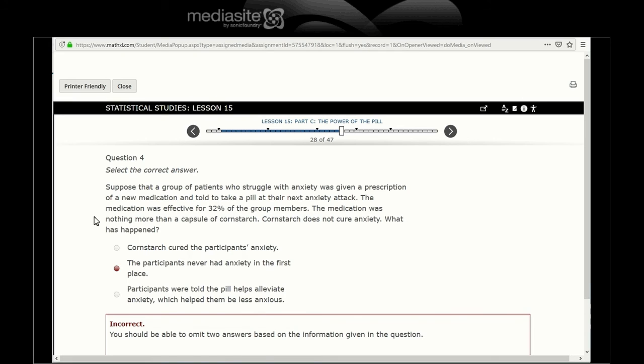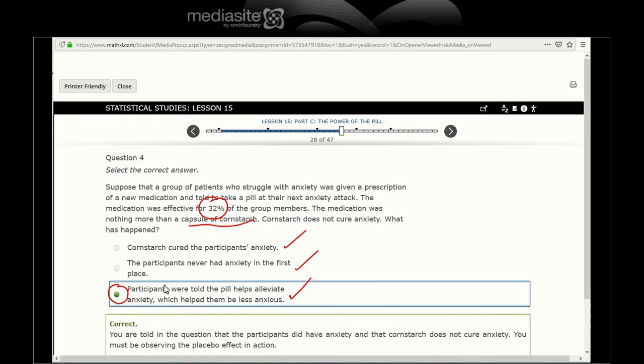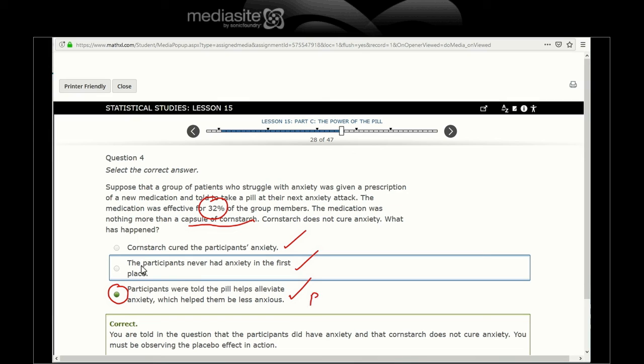Suppose a group of patients who struggled with anxiety was given a prescription of a new medication and told to take a pill in their next anxiety attack. The medication was effective for 32% of the group. The medication was nothing more than a capsule of cornstarch. Cornstarch doesn't cure anxiety. What has happened? Cornstarch cured anxiety? Participants never had an anxiety attack? Or because they were told the pill helps alleviate anxiety, it actually cured some people. That is the placebo effect.